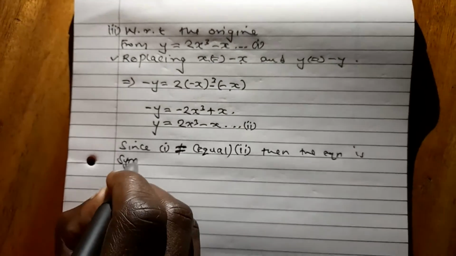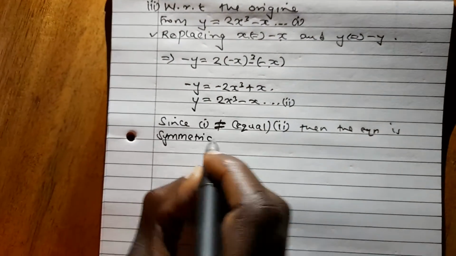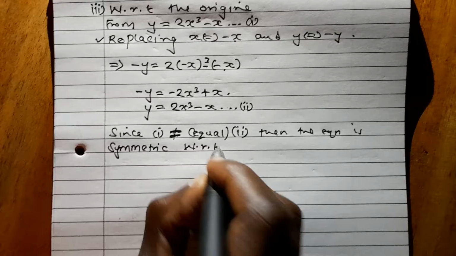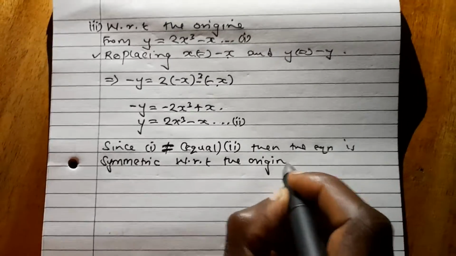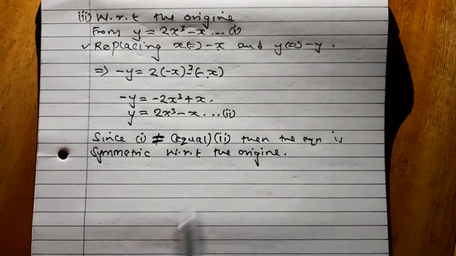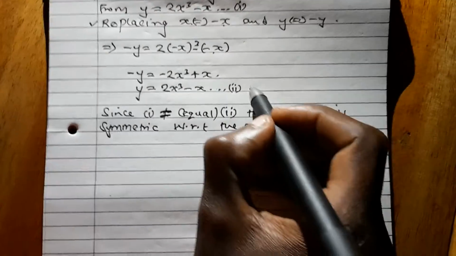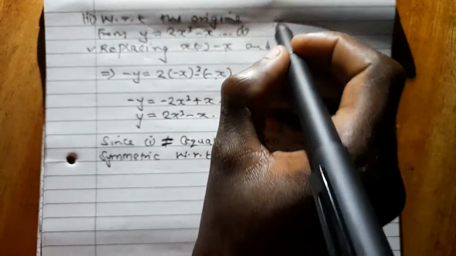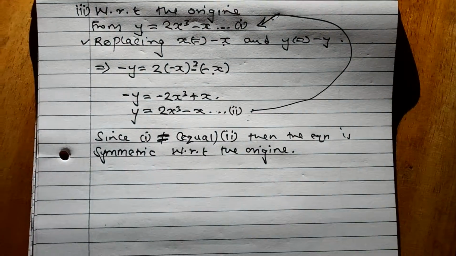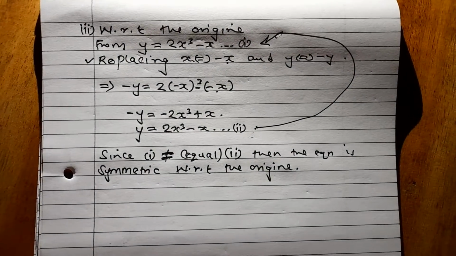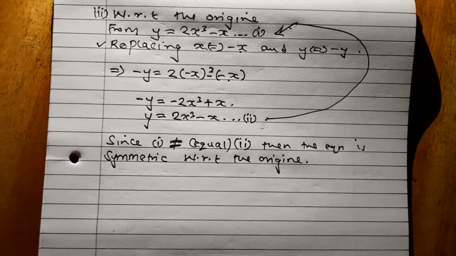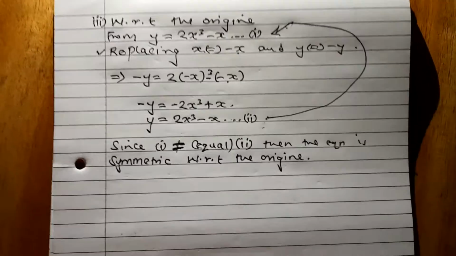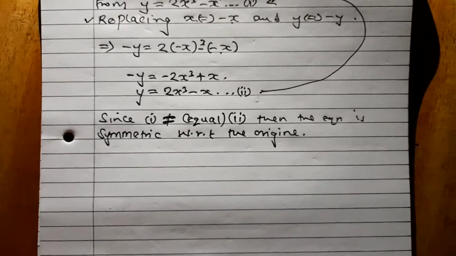The equation is symmetric with respect to the origin. You realize this function here is actually equal to the mother function there. So because of that, we say that the graph is symmetric with respect to the origin. So we have discussed the intercept.